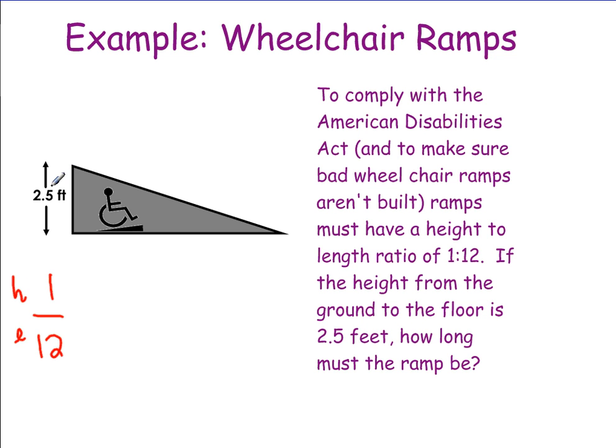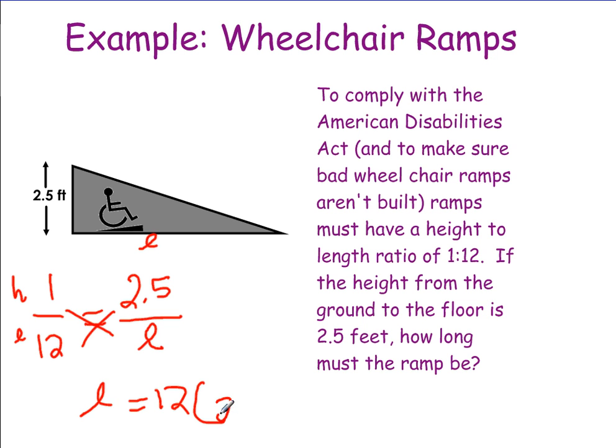So with the triangle that we have here, we have a height of 2.5 feet, and our length is unknown, so I'll put L as a variable in place of it. Once we have our proportion set up, we can solve. We're going to get L is equal to 12 times 2.5. If we simplify, we'll find out that the length of our ramp will have to be 30 feet.